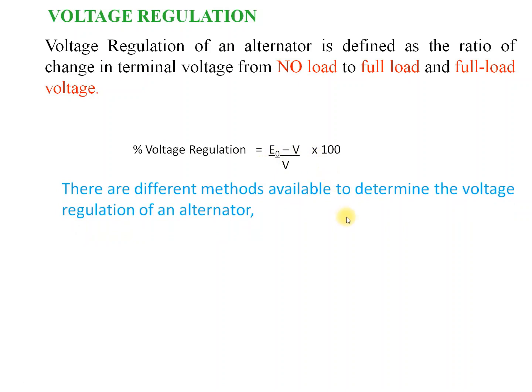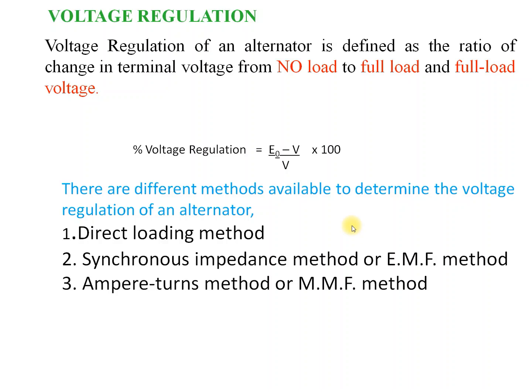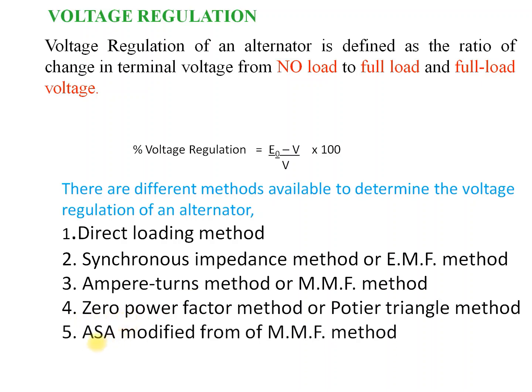There are different methods available to determine the voltage regulation of an alternator. The first one is the direct loading method. The second one is the synchronous impedance method or EMF method, that is the electromotive force method. The third one is the MMF method, the ampere turns method. The fourth one is the Pottier triangle method, which can also be called the zero power factor method. And the fifth one is the ASA method, that is the American Standard Association modified form of the MMF method. The MMF method is somewhat modified in order to get the correct regulation.